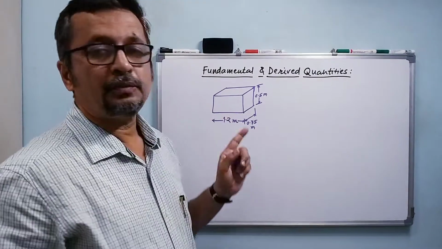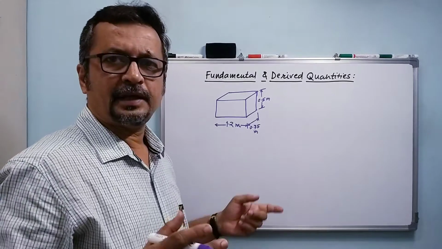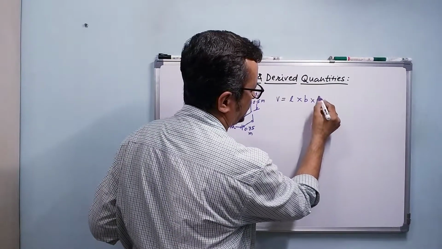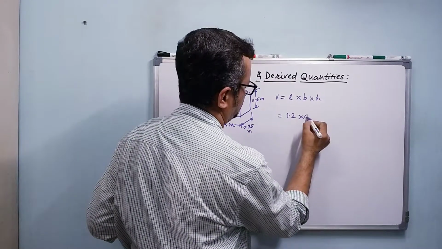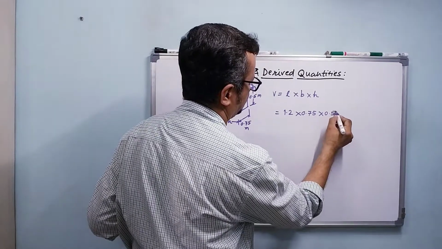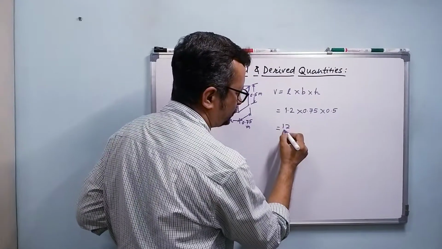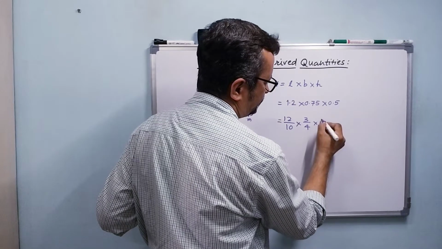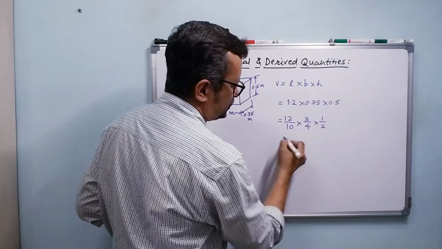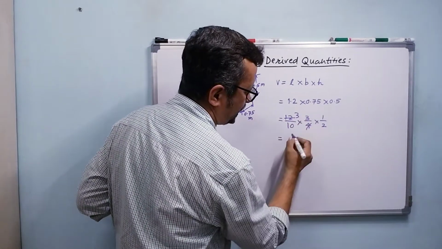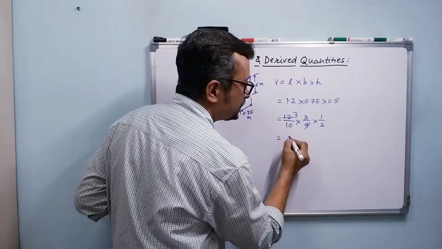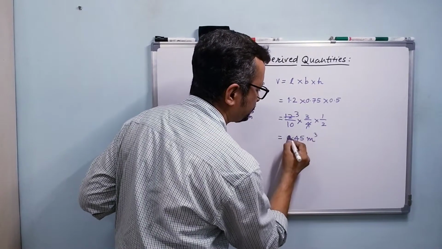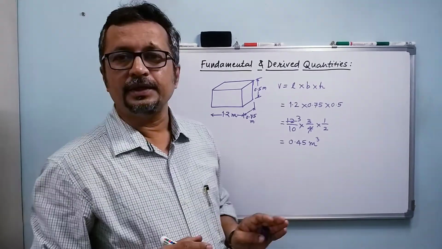Now I want to find the volume of this cuboid in cubic meter, and then I'll convert it into centimeter cube. My volume is length multiplied by breadth multiplied by height, that is 1.2 into 0.75 into 0.5. Now I'm going to use fractions: 0.75 as 3 upon 4 and 0.5 as 1 upon 2. So it comes out to be 9 upon 2 upon 10. 9 upon 2 is 4.5, and 4.5 divided by 10 is 0.45 meter cube. So this is the volume in cubic meter.